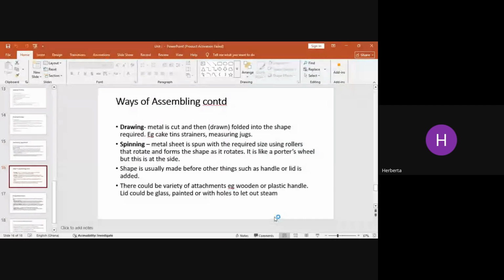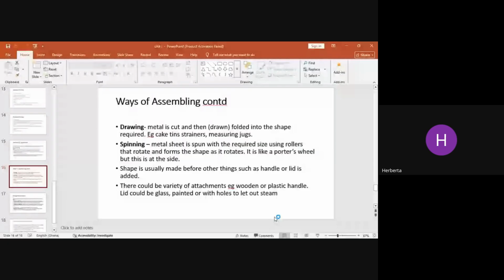You know how they do the cake tins. Hello, have you witnessed someone doing a cake tin before? No, madam. Yes, madam. Yes. So the metal is cut into strips and then used to draw or make the shape of the saucepan or any item that you want to use.